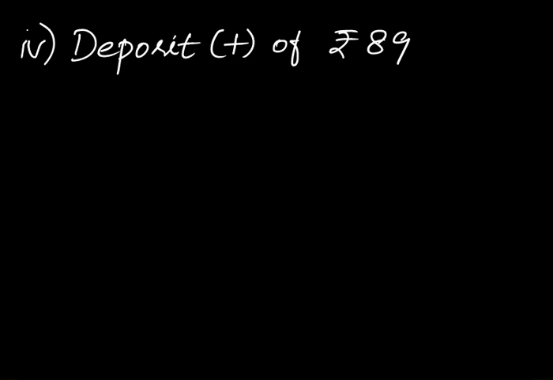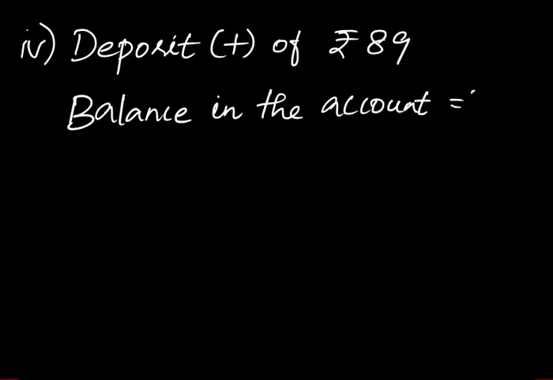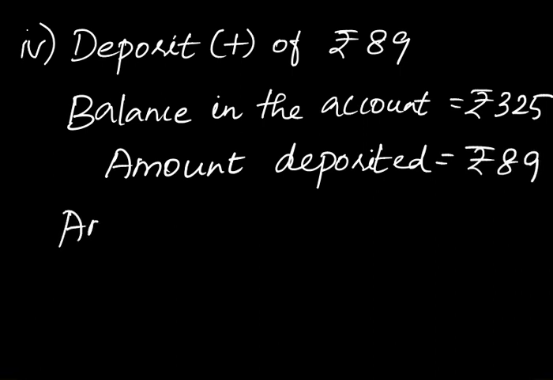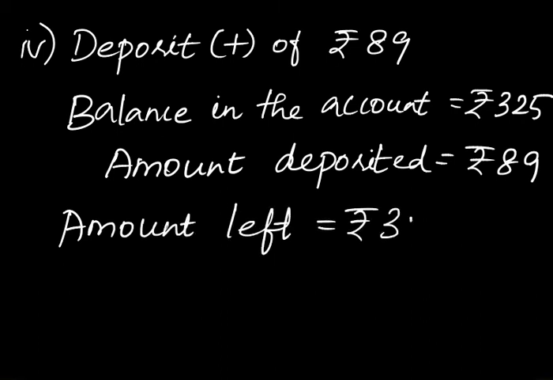Fourth one, he is depositing 89 rupees. Now the balance in his account is 325 rupees. In that he is making a deposit of 89 rupees. So amount deposited is equal to 89. When he is depositing, you need to add. So amount left is equal to rupees 325 plus rupees 89. When you add these two, you will get 414 rupees.